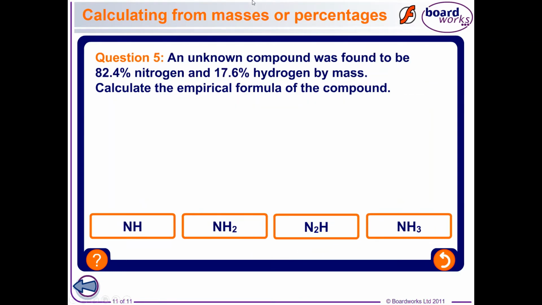Okay, 2 more questions to go. Question 5, you'll notice slightly different. This time an unknown compound was found to be 82.4% nitrogen and 17.6% hydrogen by mass. You do exactly the same, guys. Instead of putting the masses, you put the percentage and divide through by the relative atomic mass. So it's the same process, and it works exactly the same whether or not you're given the masses in grams or whether or not you're given the composition as a percentage. So same method, pause the video, give it a go.